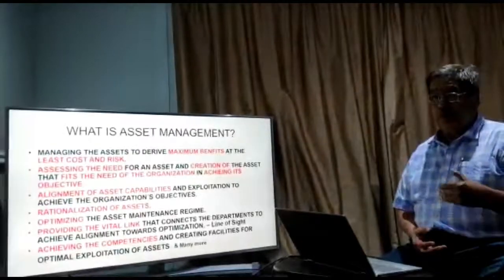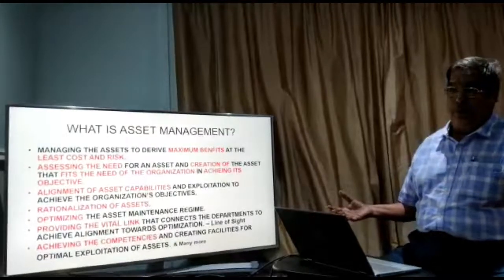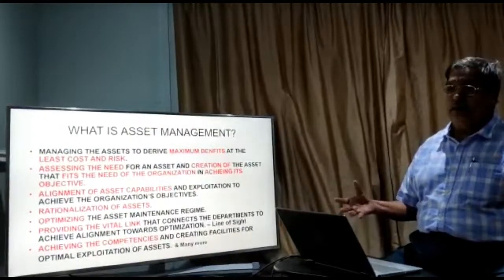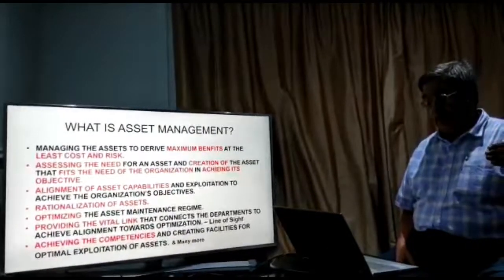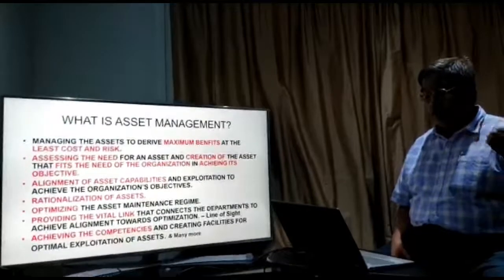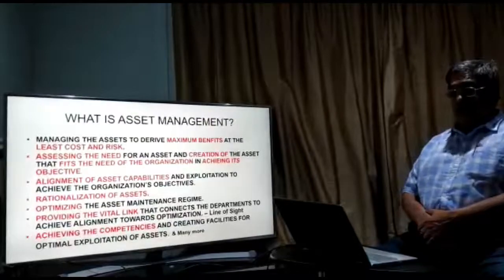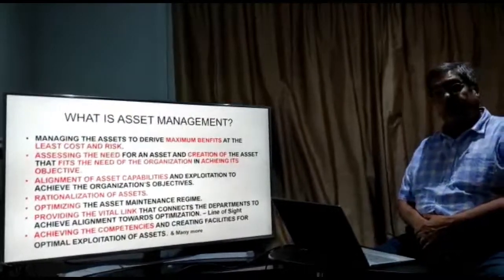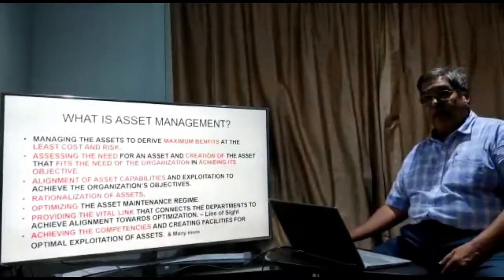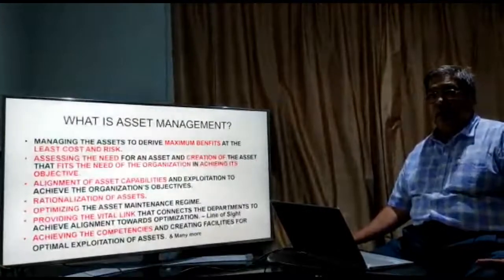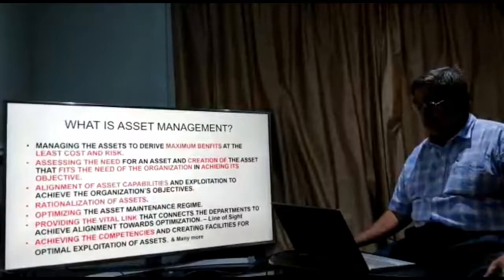Whatever the objectives are, they have to be delegated to a group of people, and the entire group has to align themselves with respect to the objective. So it's called line of sight, and you should show a vital link on the line of sight. Then achievement of competence. This has to be done by people, so we will talk more about how people manage with respect to it. The competence with respect to managing the asset is very important.